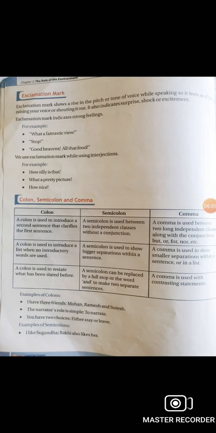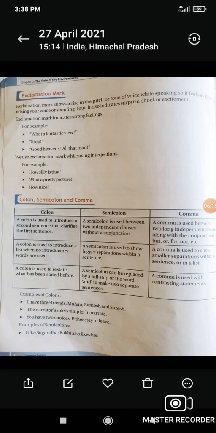Conjunction means we join two words with words like and, but, because. So we use these conjunctions to join words. A semicolon can be used to join two independent clauses which can make their own sense. To combine those sentences, we use a semicolon. For example, I like Sugandha; Rakhi also likes her. Here both clauses are independent and complete their sense.